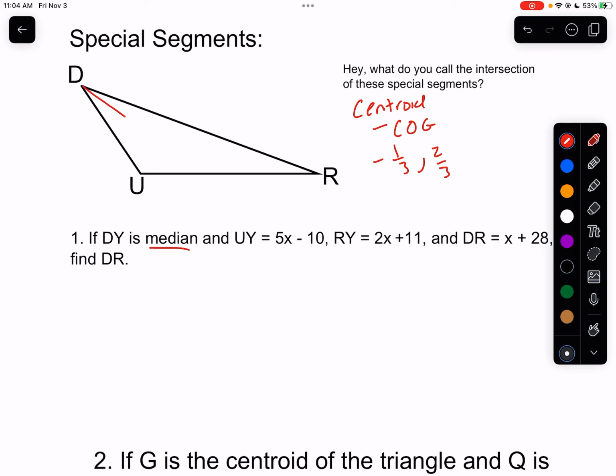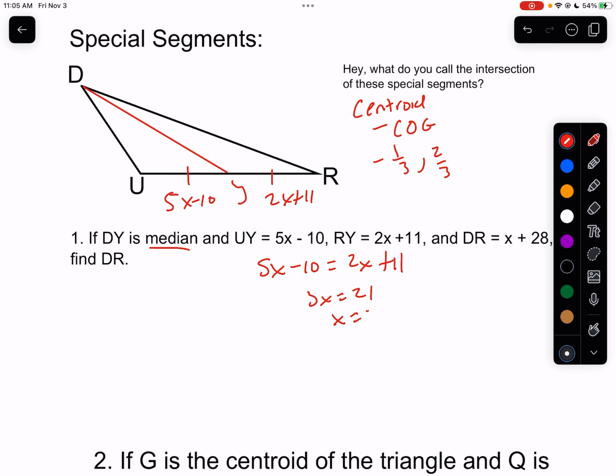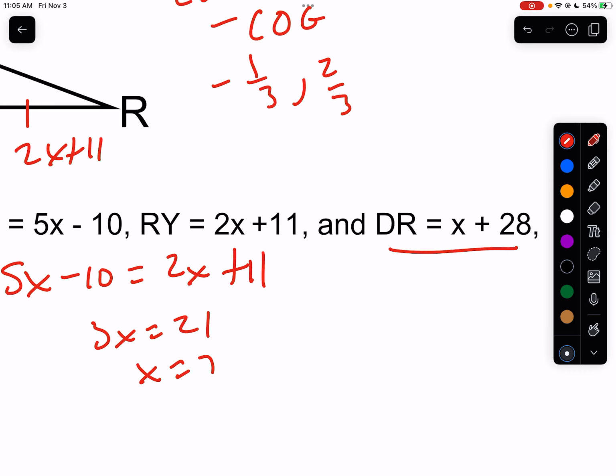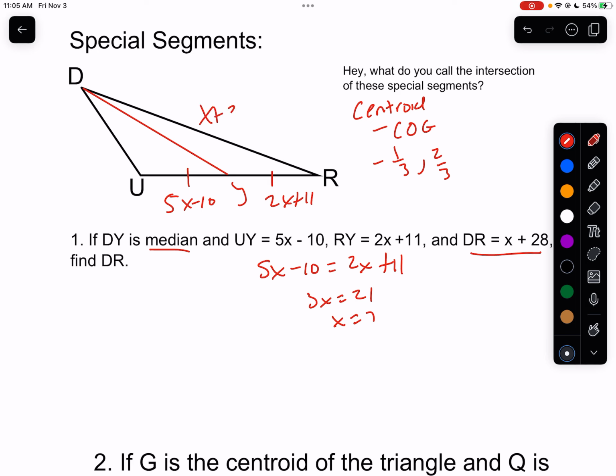If DY is a median, so I'm going to draw the median DY. That means these two parts are equal. UY is 5x minus 10, and RY is 2x plus 11. So this is a pretty basic median question where 5x minus 10 needs to equal 2x plus 11. So 3x equals 21, and so x equals 7. And then they tell us DR is x plus 28, so this side is x plus 28.